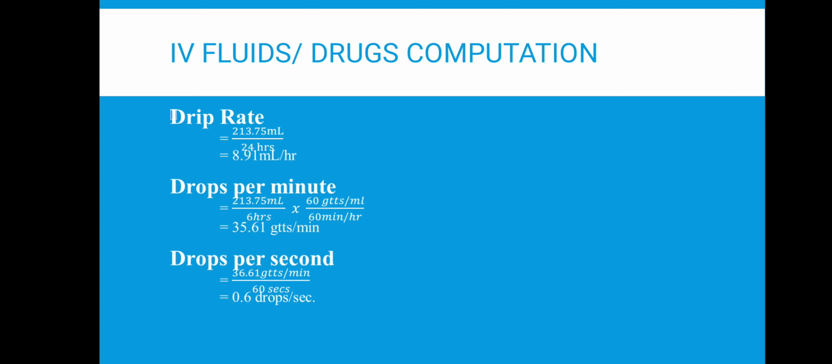For the drip rate, so 213.75 ml divided by 24 hours, it will be 8.91 ml per hour. For the drops per minute, 213.75 ml divided by 6 hours times 60 drops per hour, 35.61 drops per minute. Drops per second, 36.61 drops per minute divided by 60 seconds, we have 0.6 drops per second.